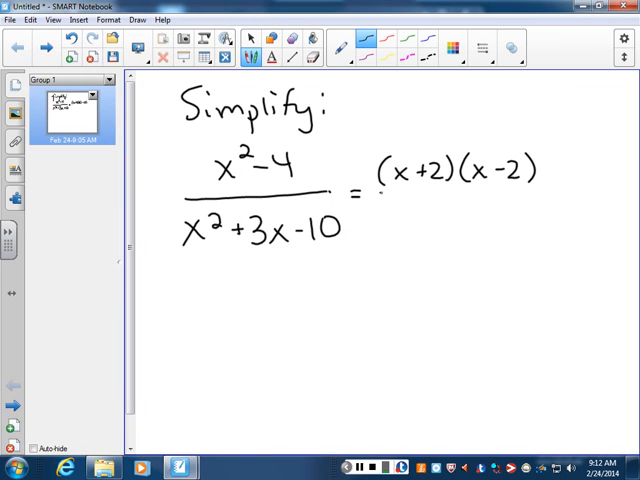And how about x squared plus 3x minus 10? What are my factors? X minus 2, x plus 5. Using my shortcut on that.